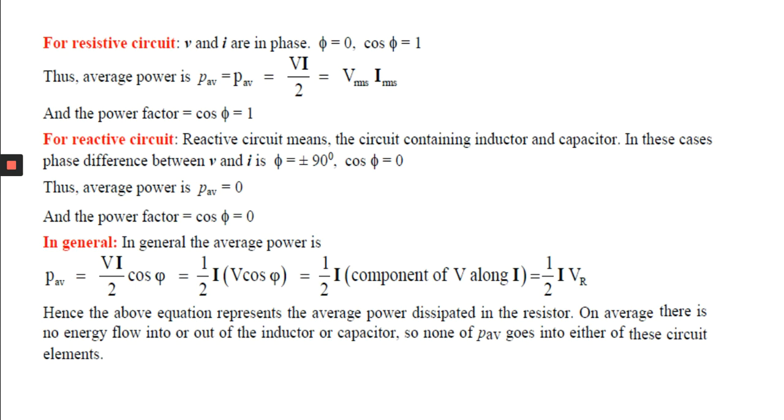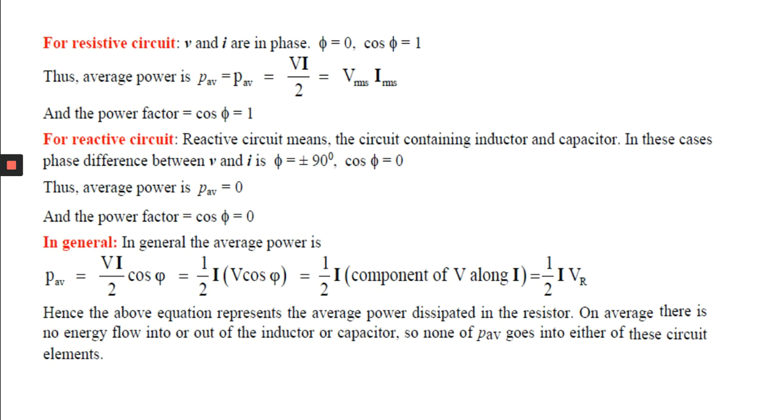Now let us consider a circuit containing inductance, then a circuit containing capacitance. It is mentioned as a reactive circuit. Reactive means a circuit containing inductive reactance or capacitive reactance. In this case also the same thing: average power is VI cos phi by 2. But what is your phi? Phi is either plus 90 degrees or minus 90 degrees. When it is an inductive circuit, the voltage leads the current by 90 degrees, so phi is plus 90 degrees. But when it is a capacitive circuit, the voltage lags the current, so it is minus 90 degrees.